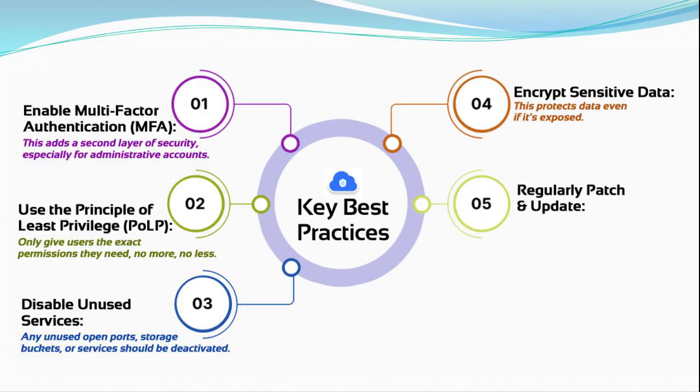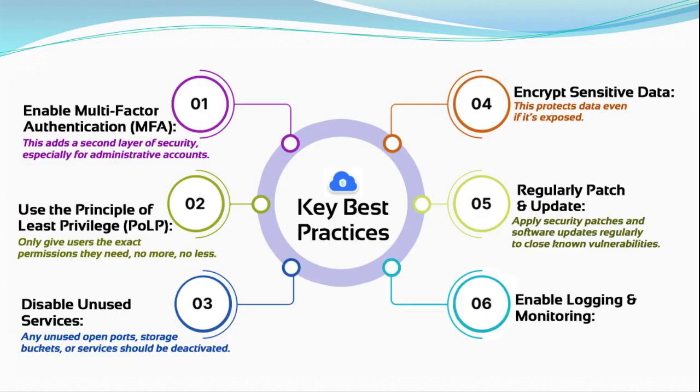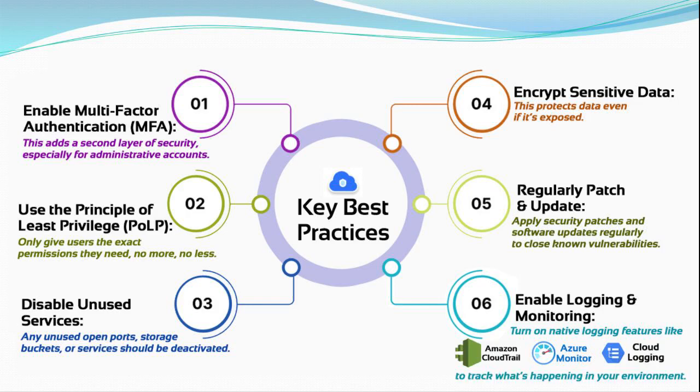5. Regularly patch and update. Apply security patches and software updates regularly to close known vulnerabilities. 6. Enable logging and monitoring. Turn on native logging features like AWS CloudTrail, Azure Monitor, or Google Cloud Logging to track what's happening in your environment.